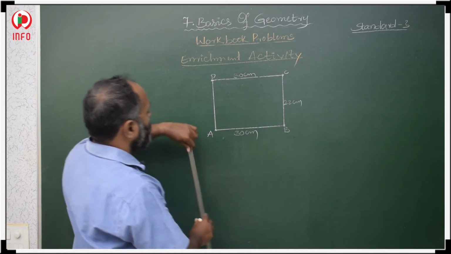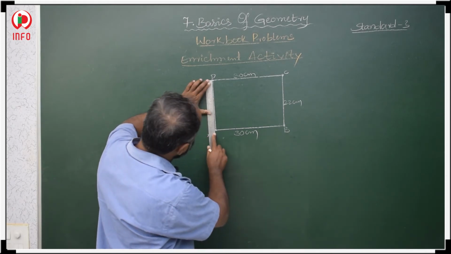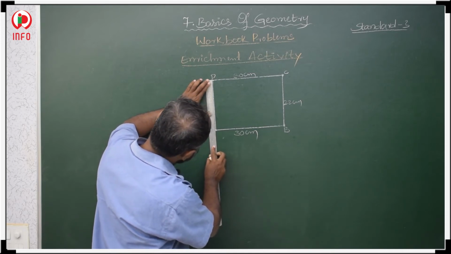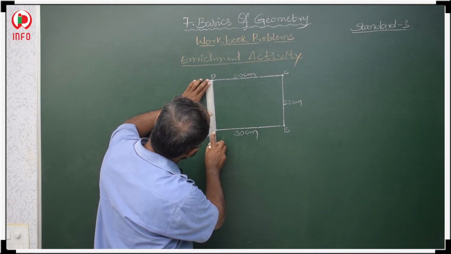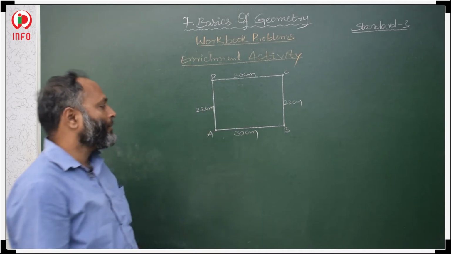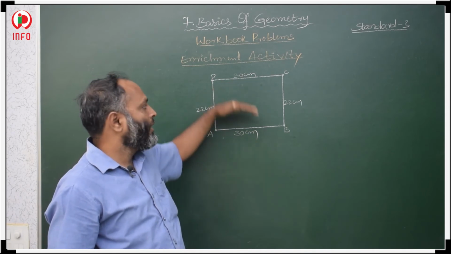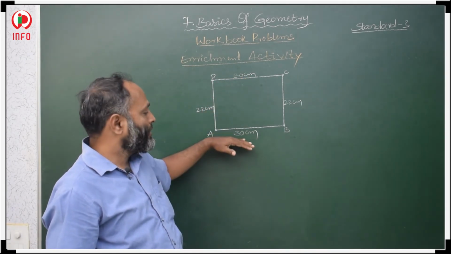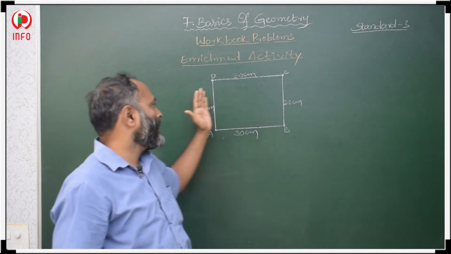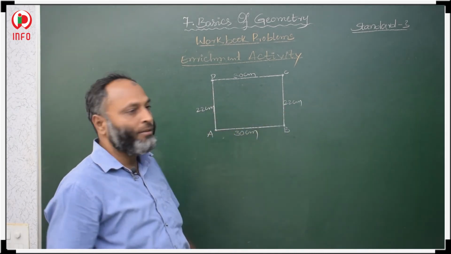Now AD length we have to find. From 0 to this is 21 centimeters, no, see once, 0, 21, 22 centimeters. Here 22 centimeters. See here, AB length and CD length, these two opposite sides are equal in length. AB is 30 centimeters and CD is 30 centimeters. BC and AD, these two opposite sides are 22 centimeters and 22 centimeters.